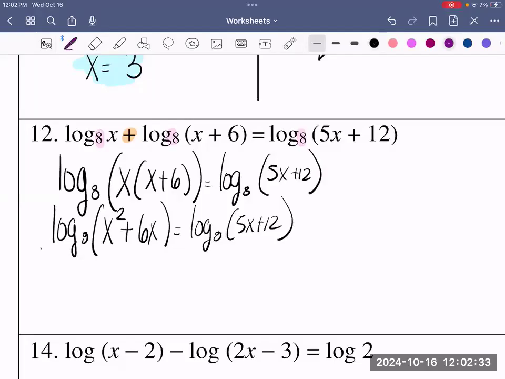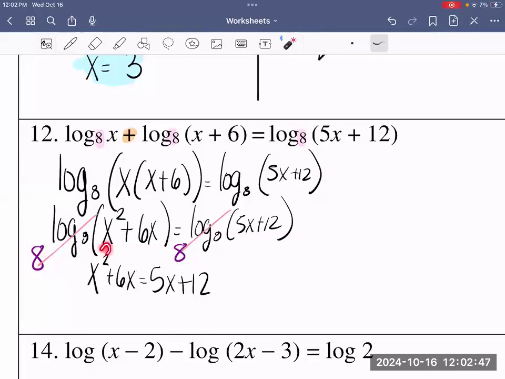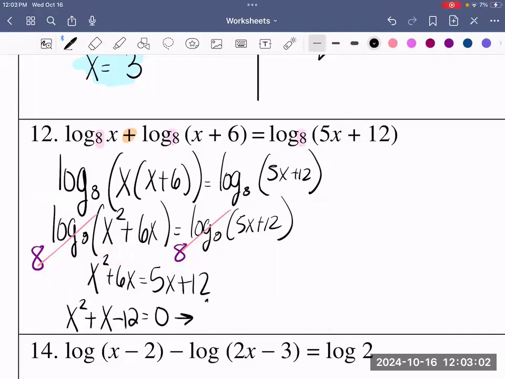And now we can go ahead and take the same base on either side. That'll allow us to cancel these logarithms. So we have x squared plus 6x is equal to 5x plus 12. Because it's a quadratic, we want to get everything to one side and combine like terms. So we subtract the 5x, leaving just a positive x, and subtract the 12 to the other side. Then we factor. So you get x plus 4 and x minus 3 is equal to 0. So x is believed to be either -4 or +3.